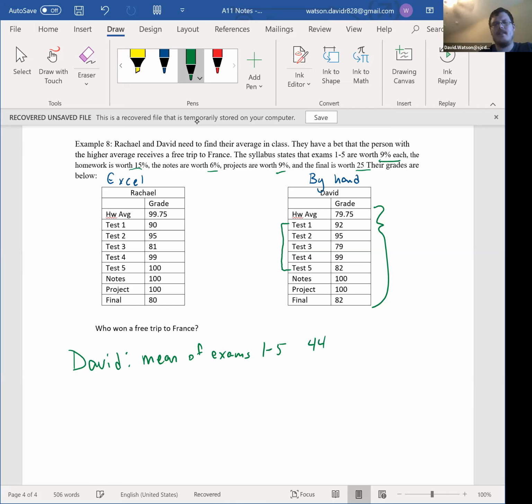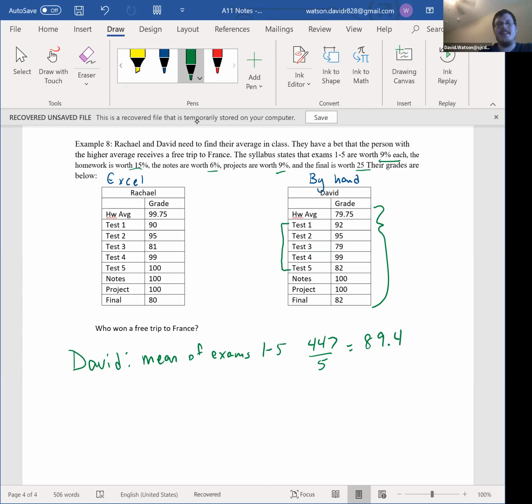And we're going to divide that by the 5 tests. All right, so it's going to give us 89.4. Just shy of an A. Really, Rachel? Really?